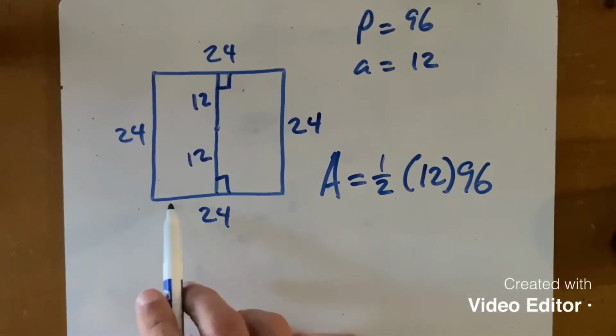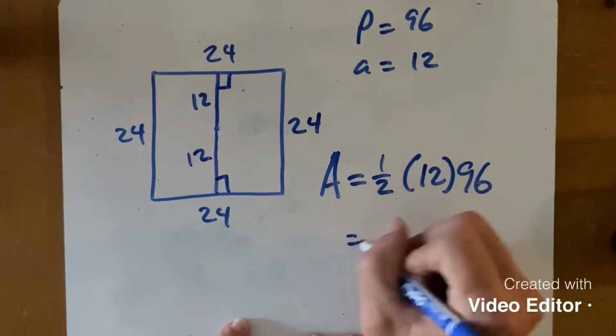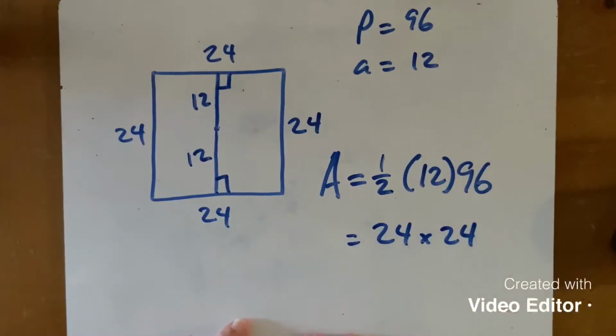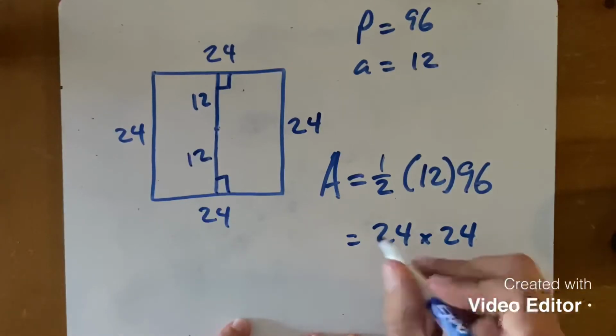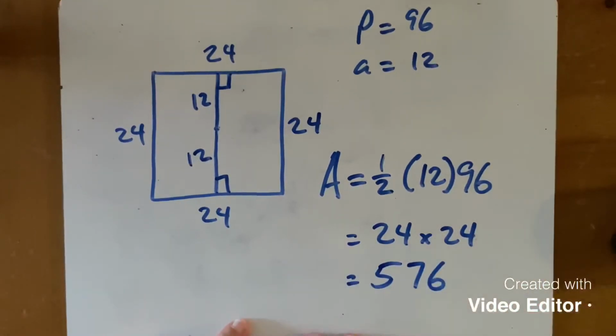Because it's a square, I can just simply do length times width. So I could also do 24 times 24. You're going to get the same answer either way, whether you do 96 times 1/2 times 12 or 24 squared. You should end up with an answer of 576.